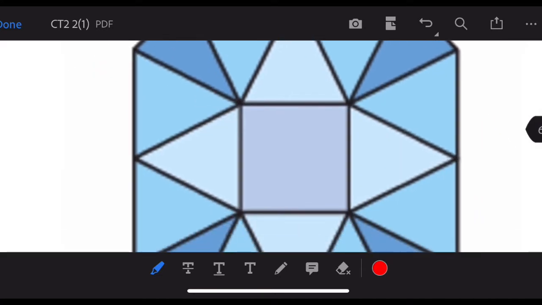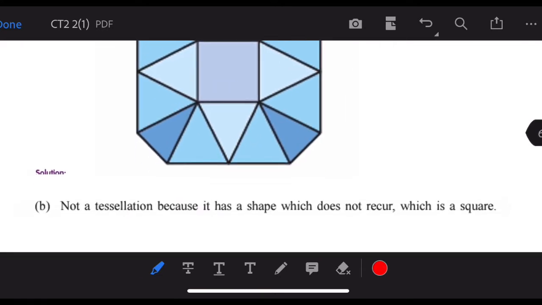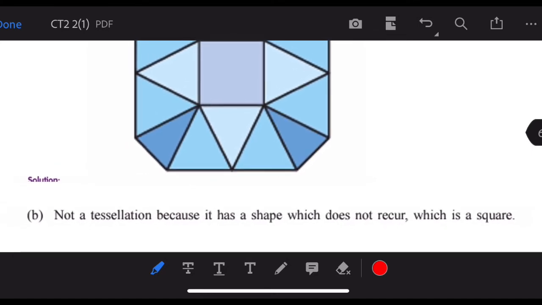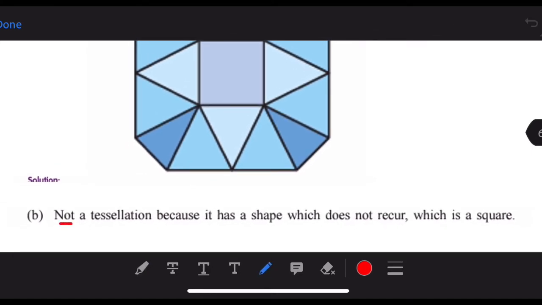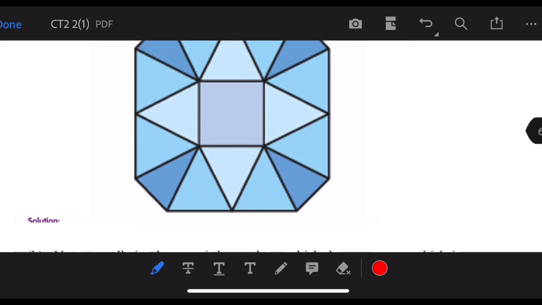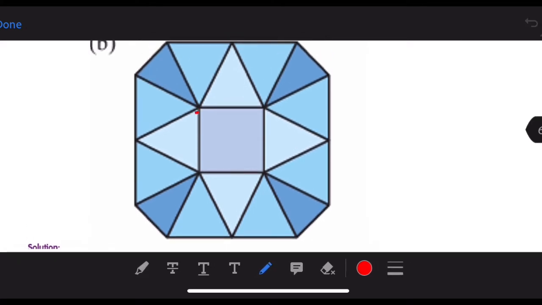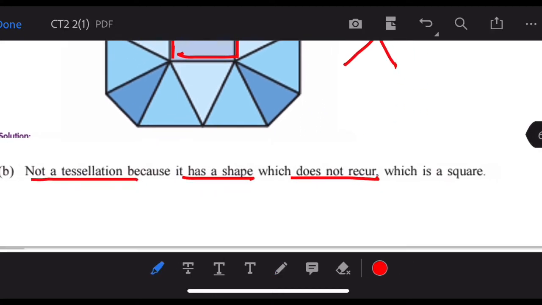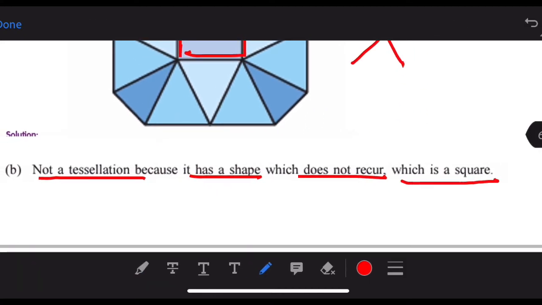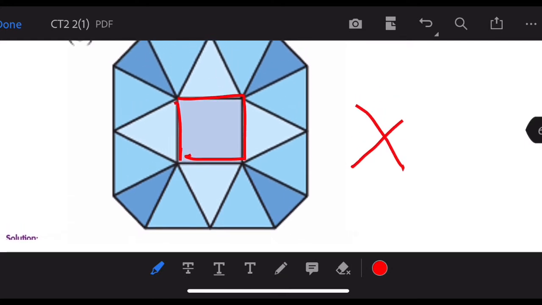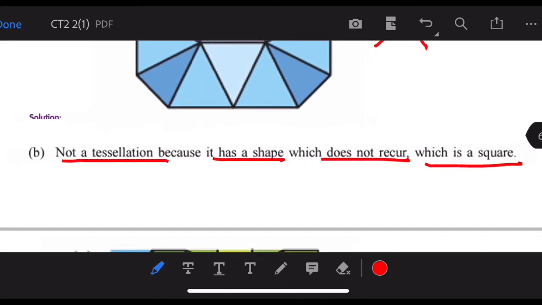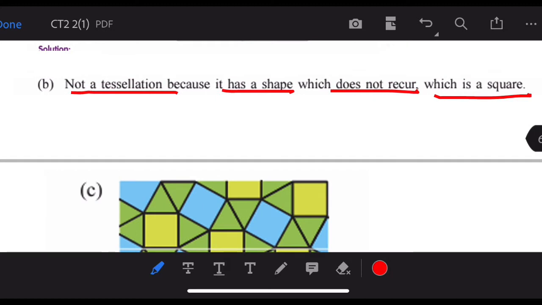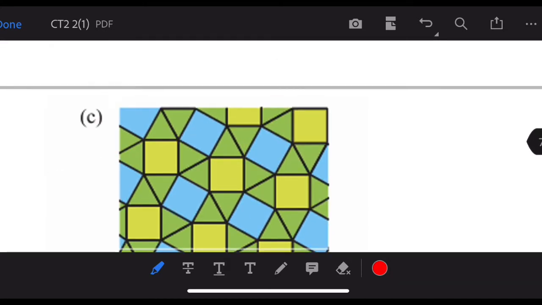Is this one a tessellation? Yes, it is, or no, it is not. It is not a tessellation because it has a shape which does not recur. Let's see which one. The square. The square is the only one. So this is not a tessellation because the square does not repeat. The triangle is repeating, but the square does not recur, so it is not a tessellation, right?